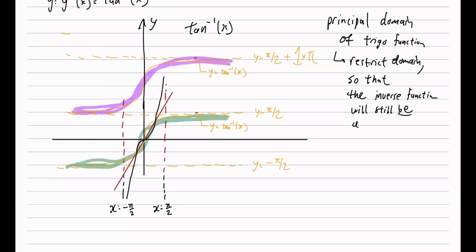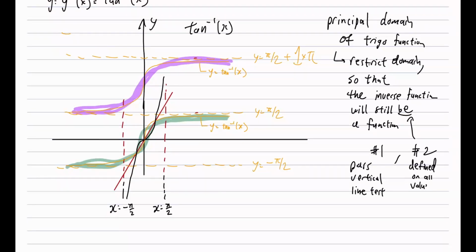How do you be a function? You must satisfy two rules. Rule number 1: you must pass the vertical line test. One single x corresponds to one single y. And rule number 2: it is defined on all values of x in the domain.